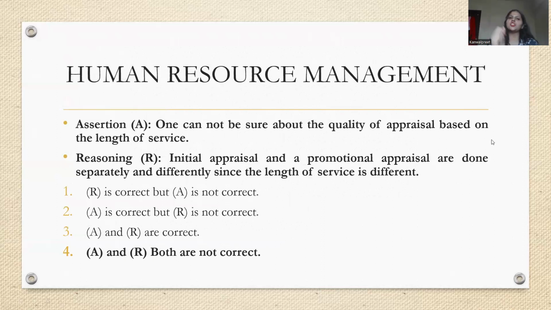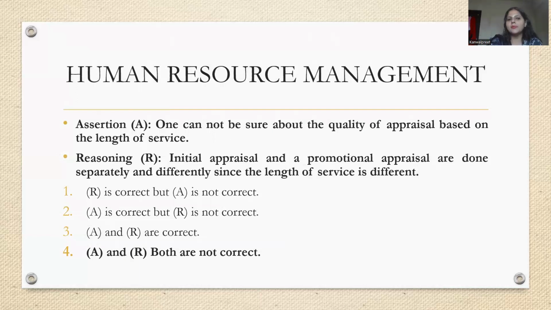Now let's move on to the next question. We have human resource management, assertion and reasoning. Okay, one cannot be sure about the quality of appraisal based on the length of the service. So the keyword is performance appraisal, and they're saying that we cannot be sure about the quality of appraisal which is based on the length of the service.